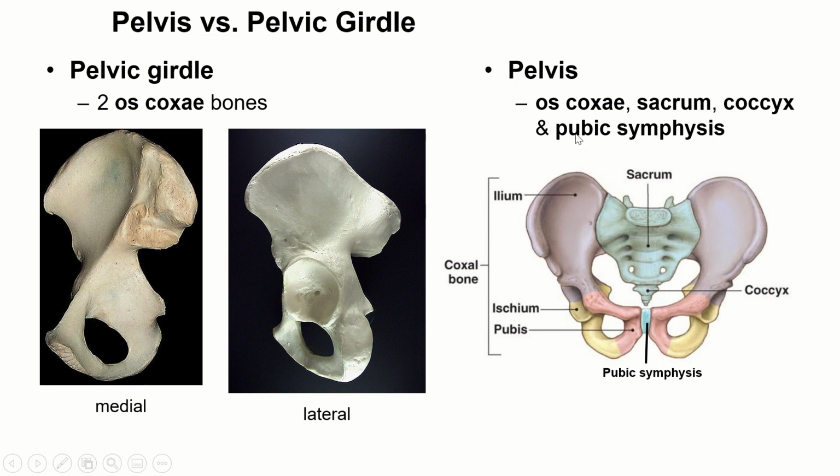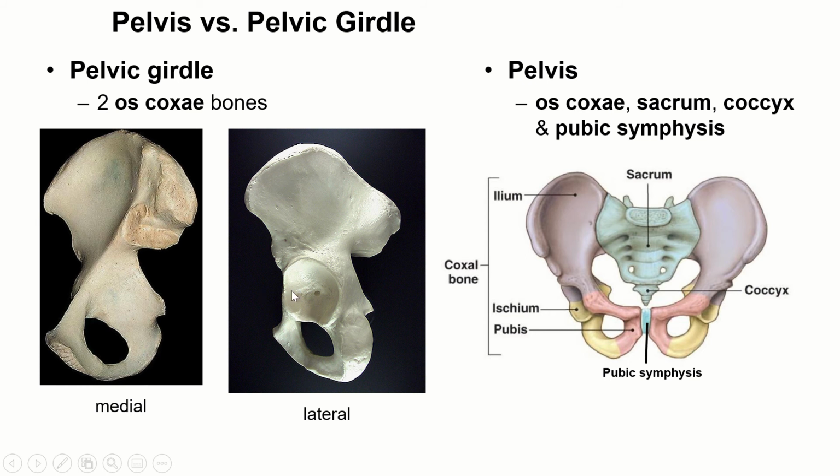Now, I do want to distinguish between the pelvis and the pelvic girdle. The pelvis is the os coxae, the sacrum, the coccyx, and this band of fibrocartilage here called the pubic symphysis. The pelvic girdle is just the two os coxae bones. This is what they look like by themselves. So if we took the sacrum, the coccyx, and the pubic symphysis away, then we're left with these two bones that make the pelvic girdle. That's what attaches the legs to the trunk of the body.